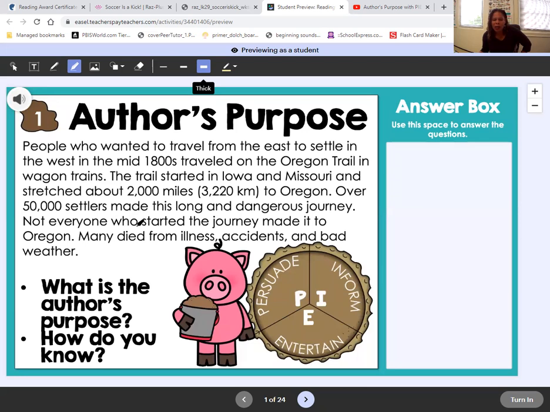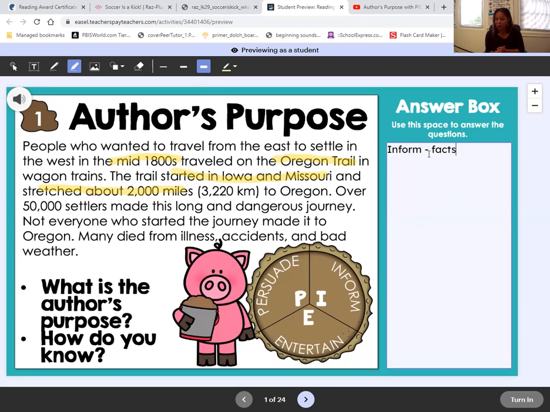So I'm looking at this passage and I see a lot of facts. I see they traveled from the east to the west in the mid-1800s. It was called the Oregon Trail. It started in Iowa and Missouri. It stretched about 2,000 miles. Since they're giving us lots of facts, I think the purpose is to inform us. So the author's purpose was to inform.